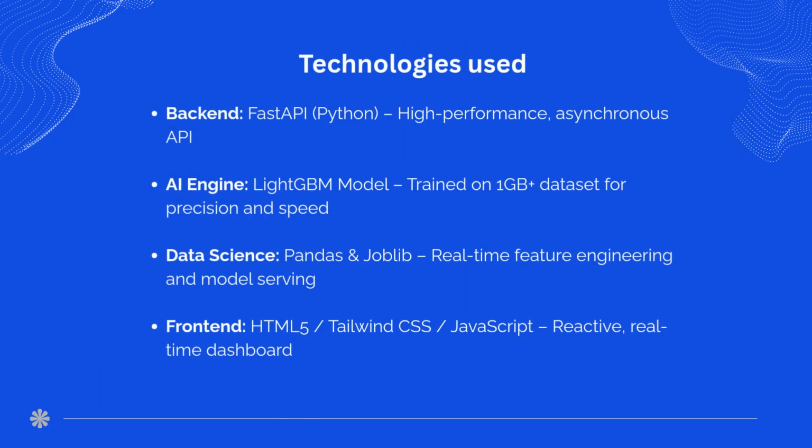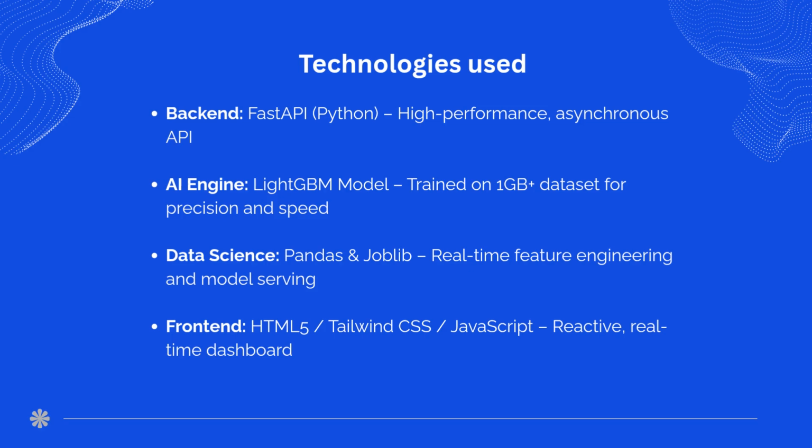For the technology, let's look under the hood. We build our backend using FastAPI because in fraud detection, every millisecond counts. Our brain is a LightGBM model which we train on a massive 1 GB plus dataset to ensure that we catch even the most subtle patterns. Then we use pandas and also Polars for lightning-fast feature engineering. And the reactive dashboard you saw was built with Tailwind CSS and also JavaScript.